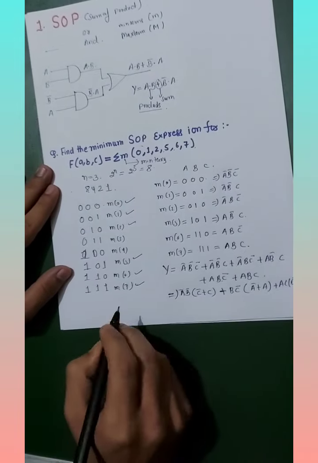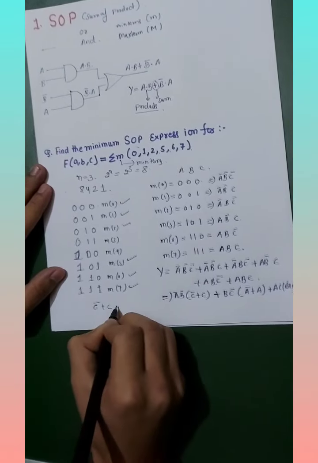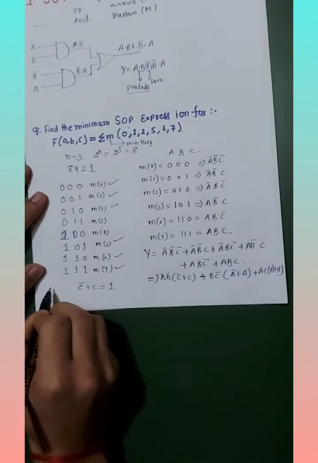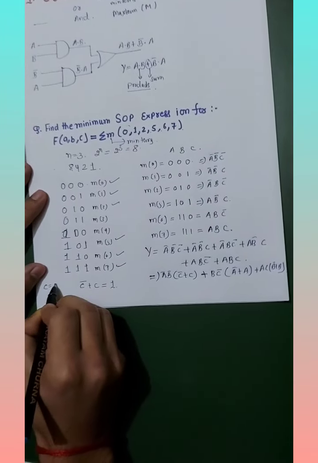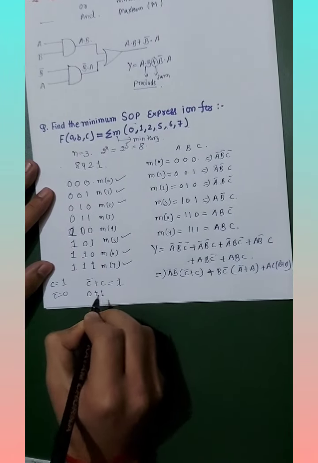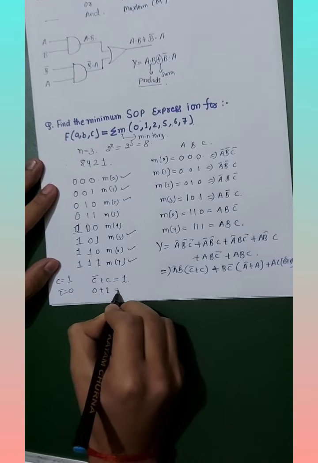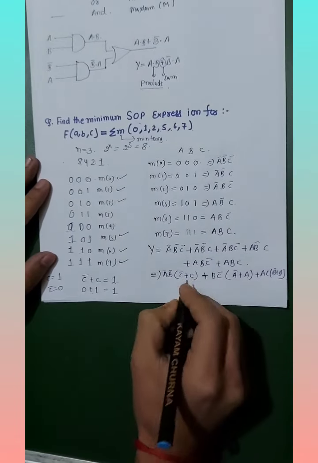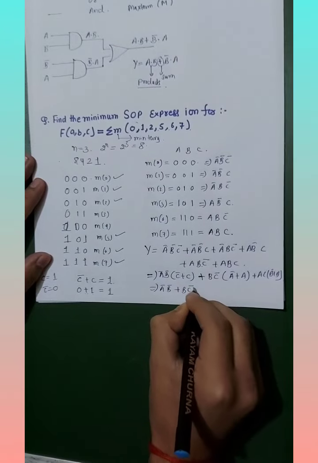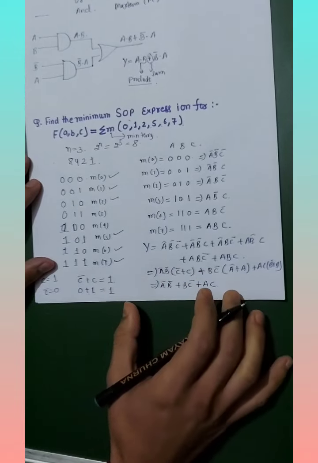So one thing I want to teach you: c bar plus c, or a bar plus a, and b bar plus b, it should be 1. Why is it 1? Because if we take c as 1, then c bar is 0. So 0 or 1 is always 1. Okay, so it should be 1. So we have a bar b bar plus b c bar plus ac. This is the minimum expression for SOP.